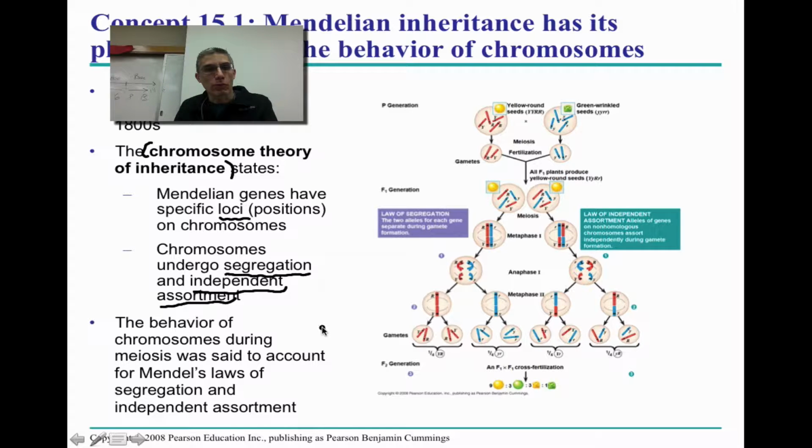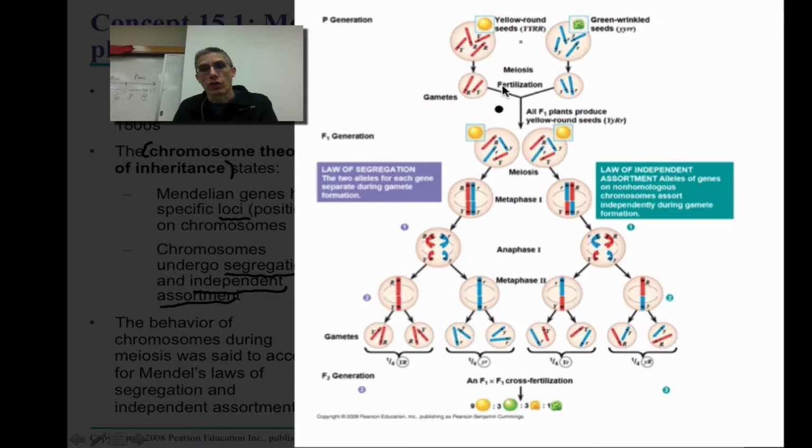Now, the behavior of the chromosomes during meiosis was said to account for Mendel's laws of segregation and independent assortment. And so I have a diagram over here of meiosis, and this is something that you had looked at back in Chapter 13. What they've done here is they've connected up meiosis with a particular set of traits, and they're looking at the color of the seed, and they're also looking at the texture of that seed. So whether it would be a smooth, round seed or a wrinkled seed. And so we simply have 2 different traits we're going to follow through.